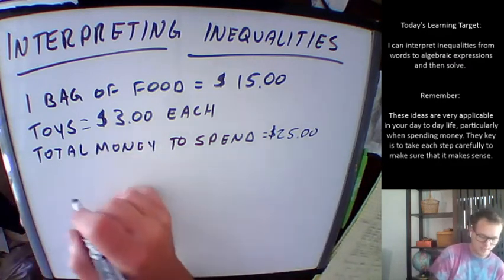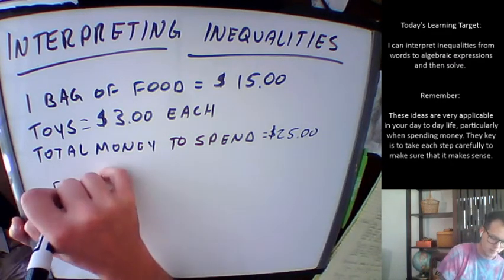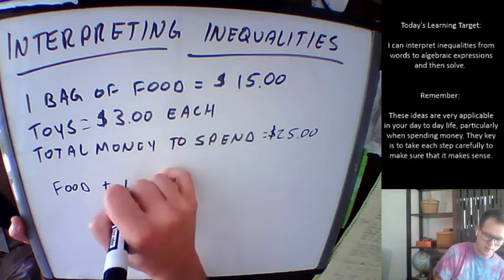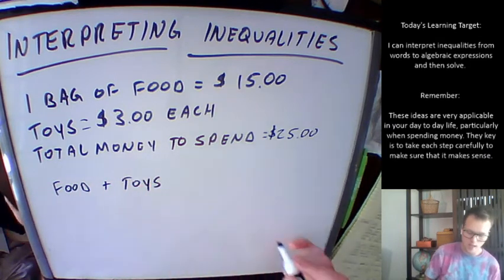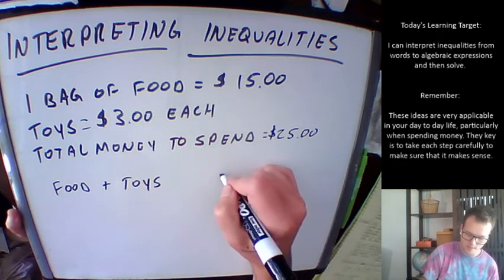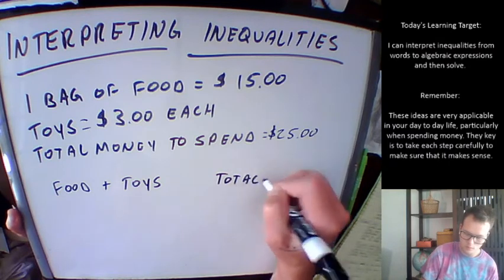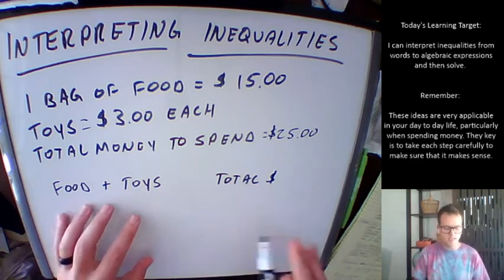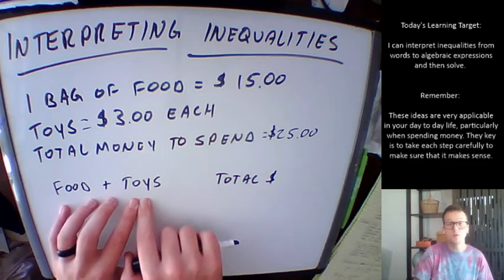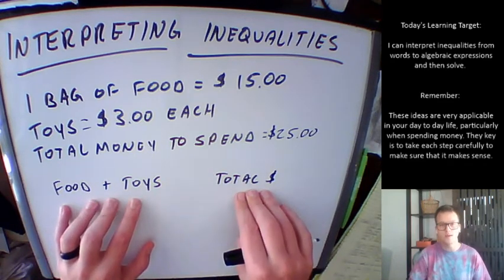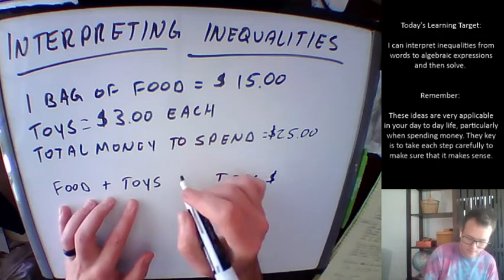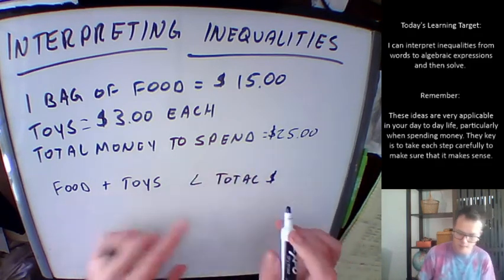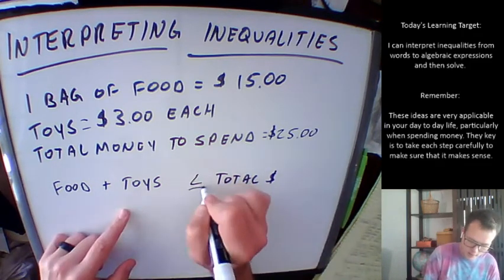So I'm going to say one bag of food. I'm going to abbreviate that. I'm just going to say food plus toys. And then over on the other side, I'm going to say total money. So we need to create an inequality here. Which side is going to be greater? The money that we spend on the food and the toys, or the total money that we have? Well, the greater one has to be the amount of money that we have. Well, it could also be equal to.